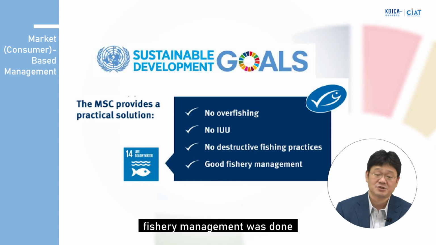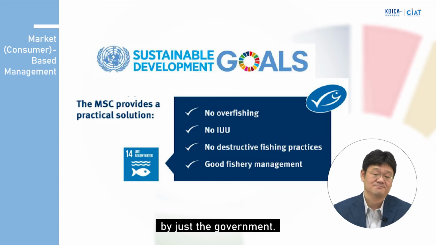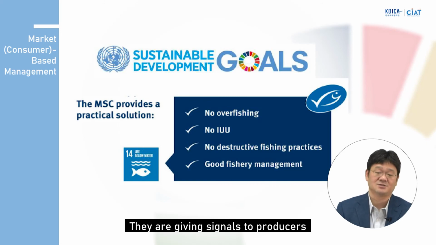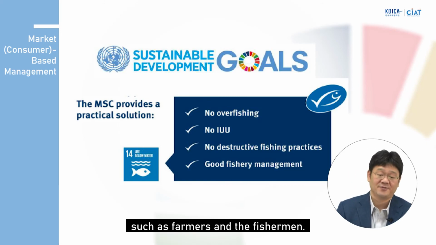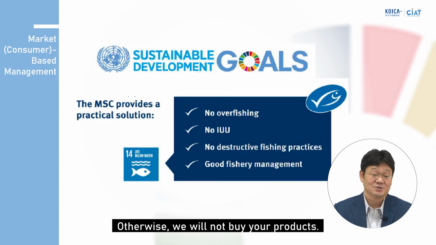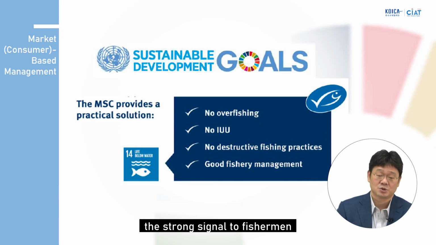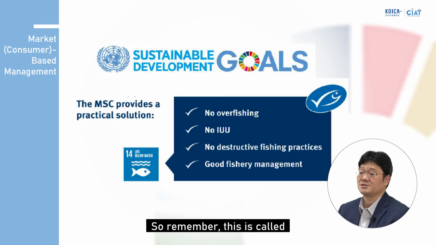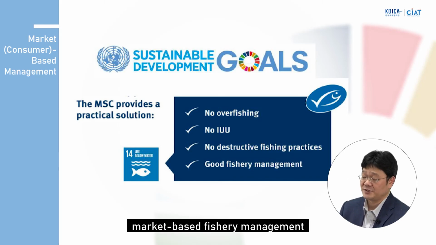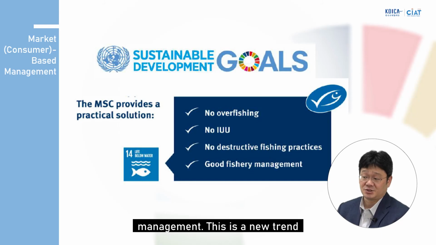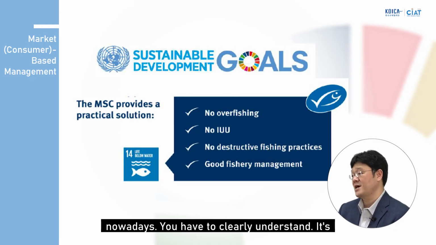In the past, fisheries management was done by just the government. No more. Consumers in the markets are giving signals to producers, such as farmers and fishermen. You have to maintain sustainable fisheries, otherwise we will not buy your products. It's a very scary and very strong signal to fishermen and aquaculture farmers. So remember, this is called market-based fisheries management or consumer-based fisheries management. This is a new trend happening nowadays.